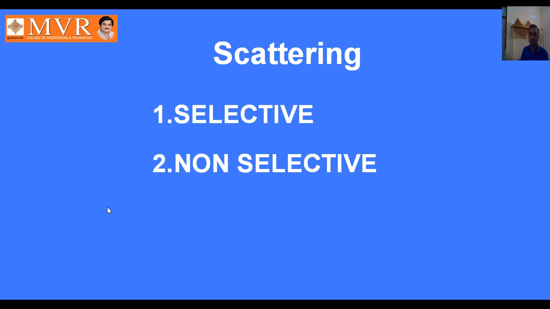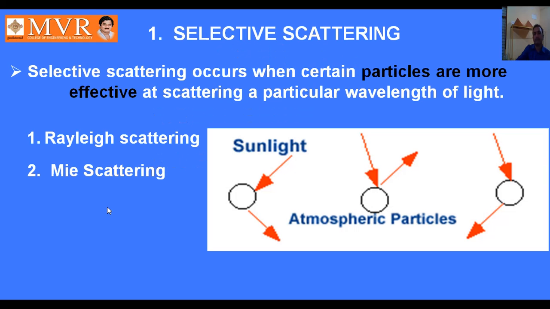What is selective scattering? Selective scattering occurs when particles are more effective at scattering a particular wavelength of light. See here, if the light ray is incident in this direction, it is scattered in this direction. If the light ray is incident in this direction, it is scattered in another direction. A light ray incident in this direction is scattered in any direction. So, it changes its original path.